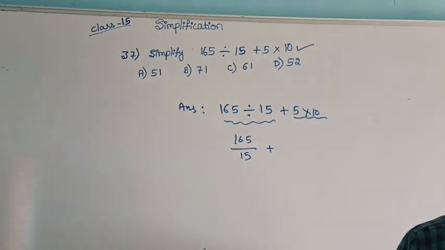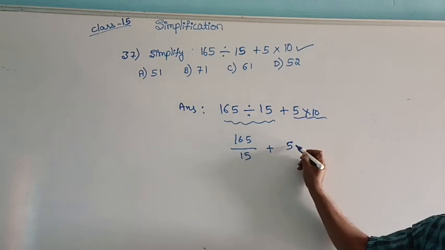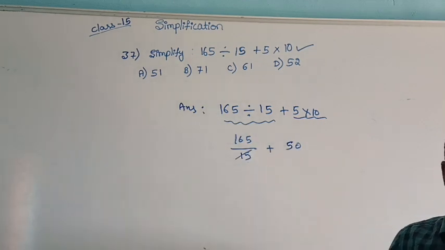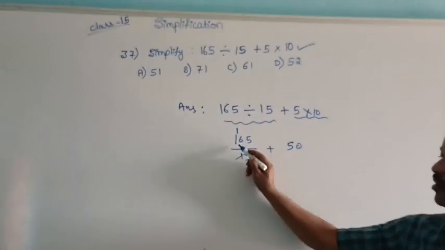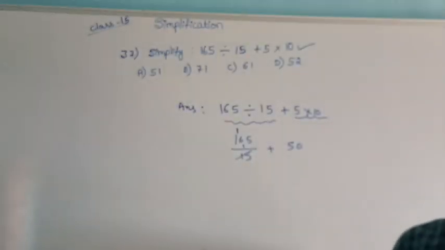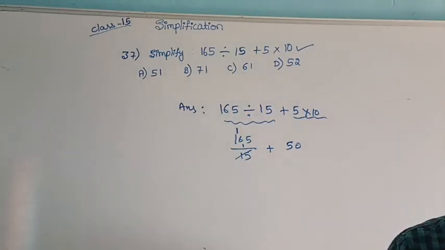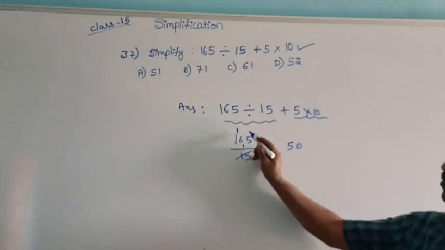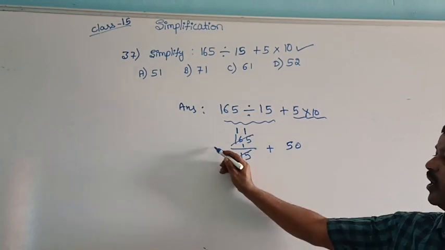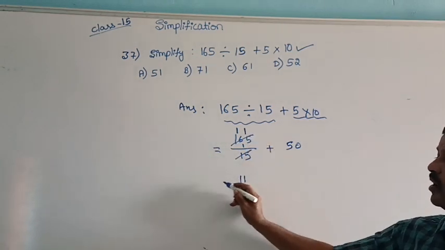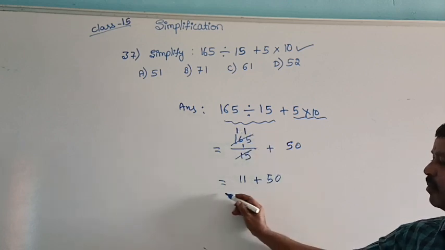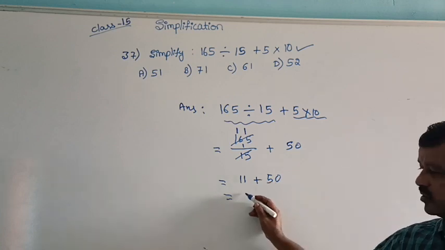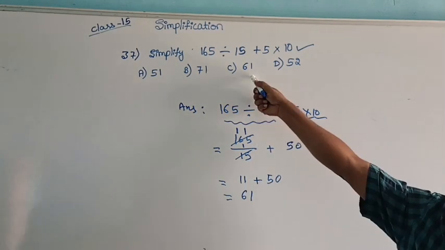10 5 is a 15. 15 1 is a 15. Taking 16, 15 1 is a 15, 1 left. So 16 minus 15 leaves 1. So 15 1 is a 15, so 11. 11 plus 50, 50 plus 11 is 61. Option C.